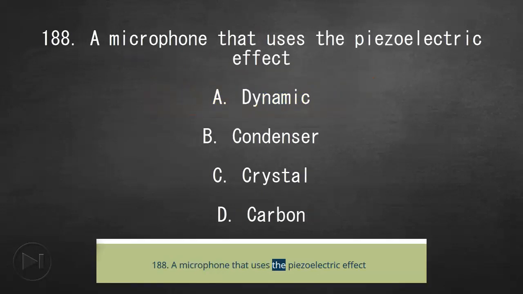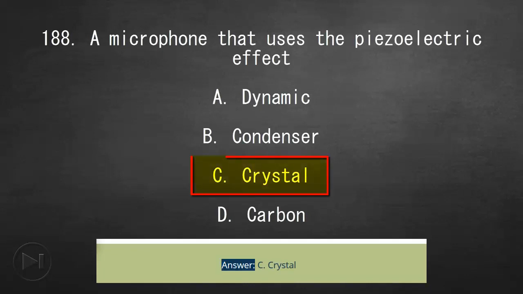188. A microphone that uses the piezoelectric effect. A. Dynamic. B. Condenser. C. Crystal. D. Carbon. Answer, C. Crystal.